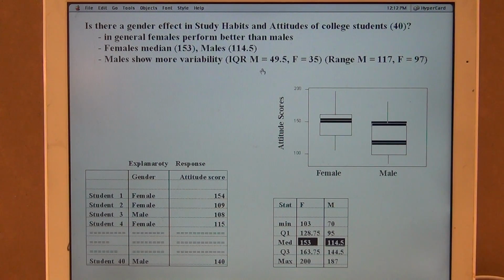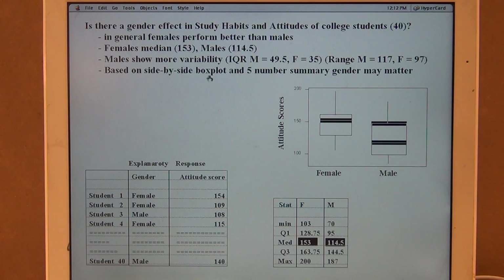The interquartile range for the males is 49.5 and for females 35. And the range for males is 117. And the range for females is 97. So there's more variability in the male score than in the female score.